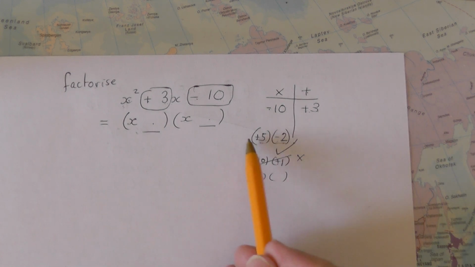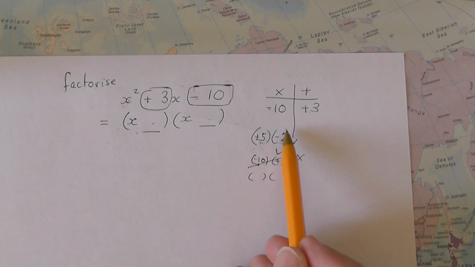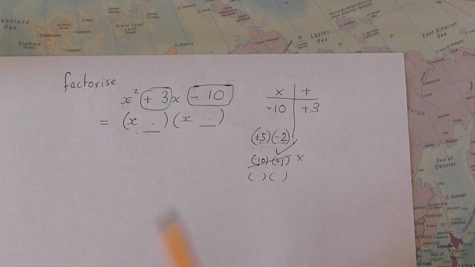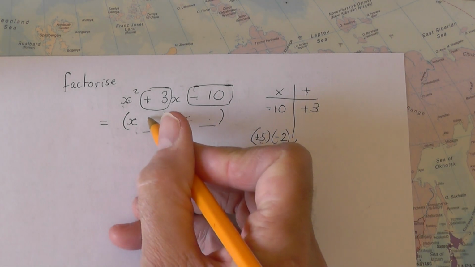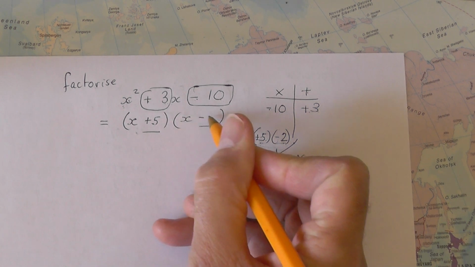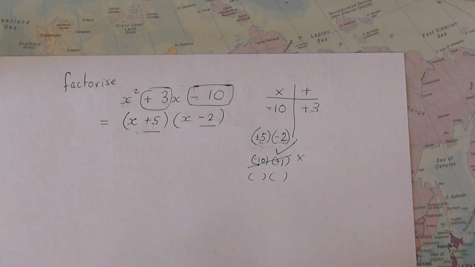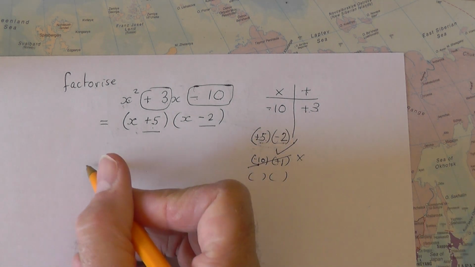Some people who are very quick with their mental arithmetic can spot the right combination almost immediately and just write it straight down. And if you can do that, that's fine. So plus 5 minus 2, or the other way around, you could put the minus 2 first and the plus 5 second. And that is the right factorisation for that question. Okay, let's do another one very quickly.